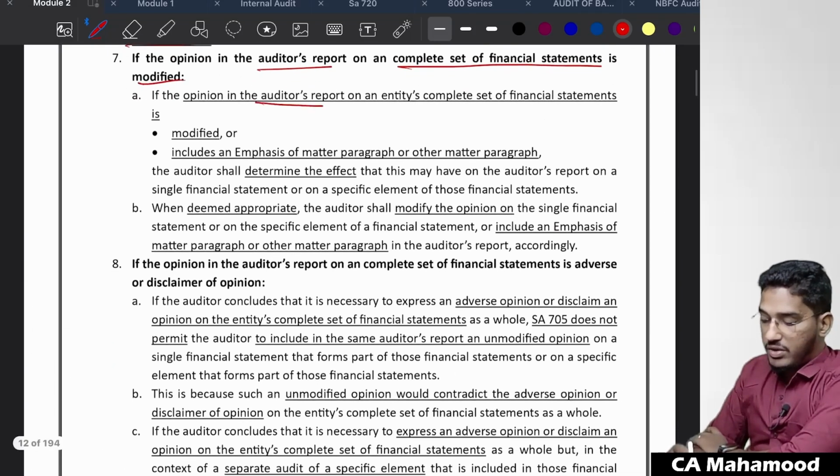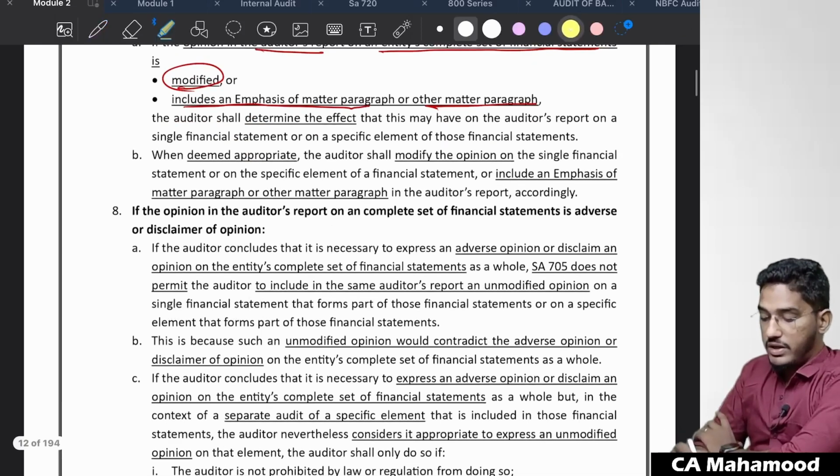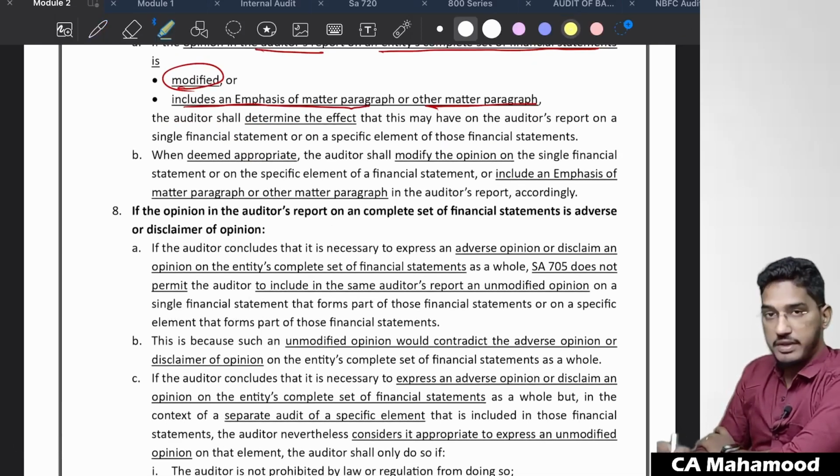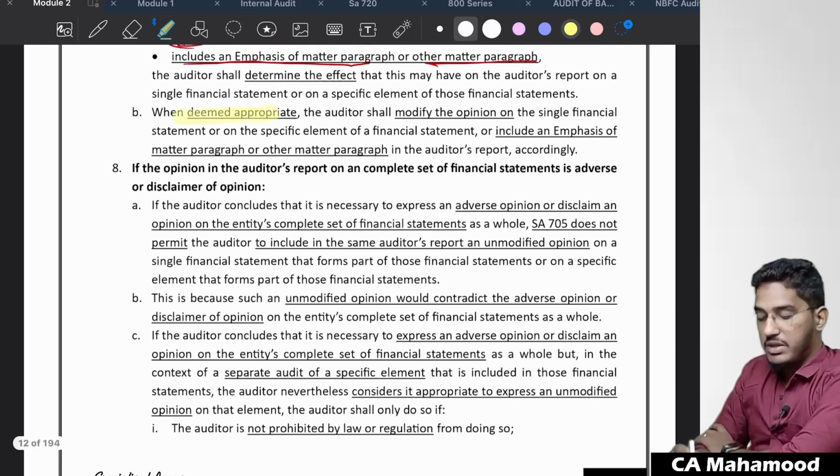If the opinion in the auditor's report on the entity's complete set of financial statements is either modified or they include an emphasis of matter paragraph or other matter paragraph, the auditor shall determine the effect that this may have on the auditor's report on a single financial statement or on a specific element of those financial statements. When deemed appropriate, the auditor shall modify the opinion on the single financial statement or specific element or include an emphasis of matter or other matter paragraph.